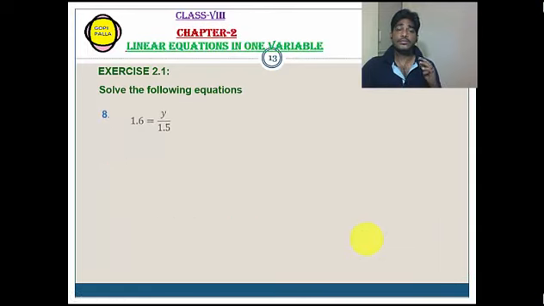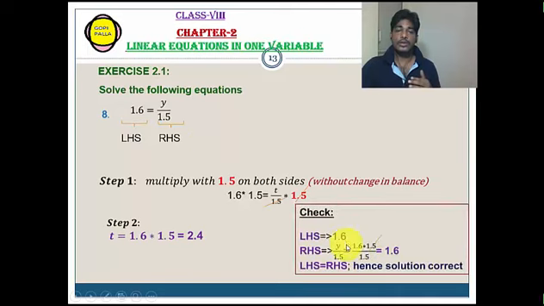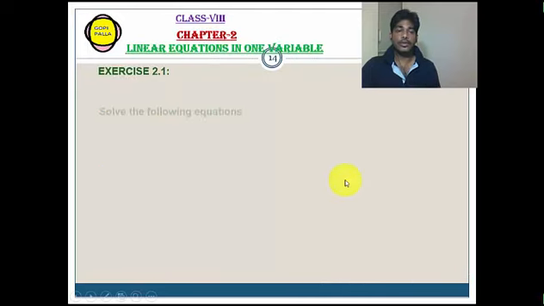So now we are going to the eighth problem. Here also there are two parts, and in order to eliminate the division by 1.5, we should multiply by 1.5 on both the sides. So it will get cancelled, and so t is equal to 2.4. If you substitute, we'll take LHS is equal to 1.6 and RHS, in place of t, 2.4, and so 1.6 into 1.5, so both are the same, and the solution is correct. So next we'll go to the ninth problem.